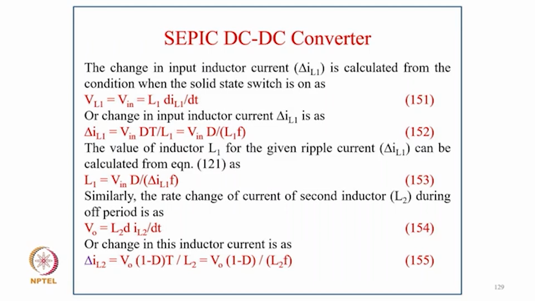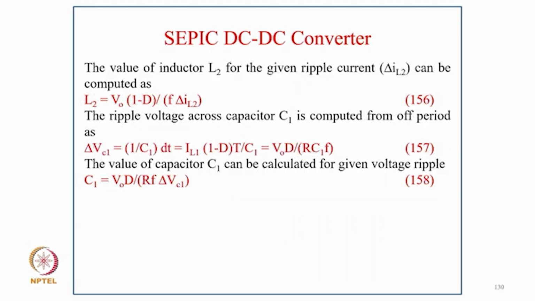Similarly, the rate of change of current of the second inductor L2 during the off period is VO equal to L2 dIL2 upon dt, or the change in this inductor current delta IL2 equals VO (1 minus D) T upon L2, equal to VO (1 minus D) divided by L2 F. So the value of inductor L2 for the given ripple current delta IL2 can be computed: L2 equals VO (1 minus D) divided by F delta IL2.